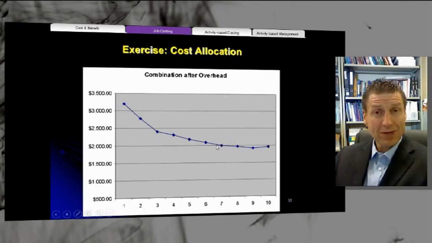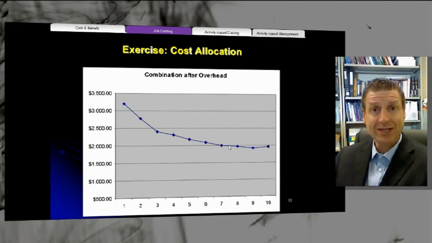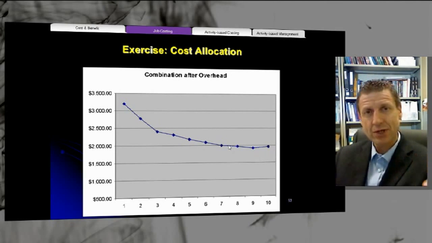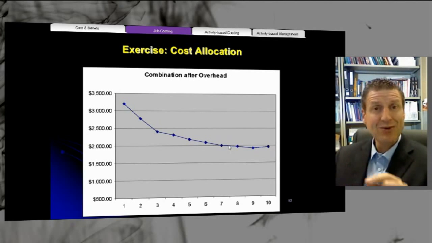So what we want to show you here is that when we combine overhead, the indirect costs, and allocate it properly to the different decision options, that is combinations of new plastic and recycled plastic, we get a different decision. So that information has value.